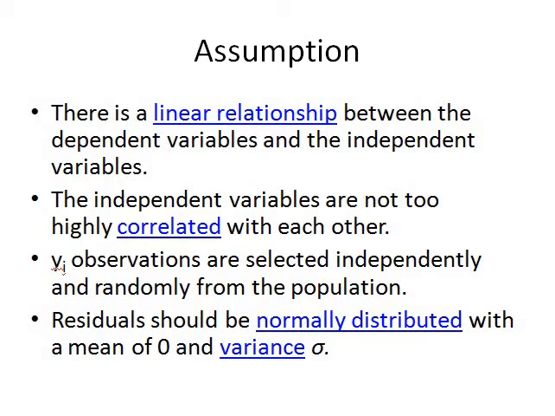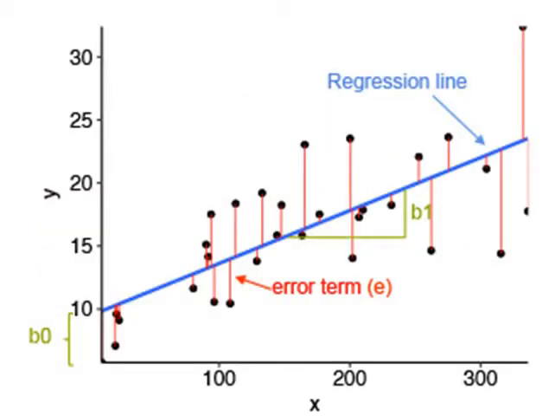Now let's see what the actual fitted line looks like. This is the actual fitted line. The blue line is our fitted line and the black dots are our actual values. The error term gives the difference between the actual value and our predicted value. b0 is the intercept.